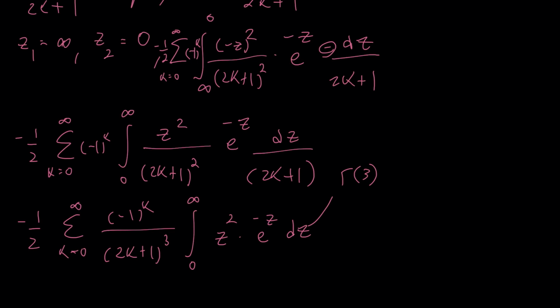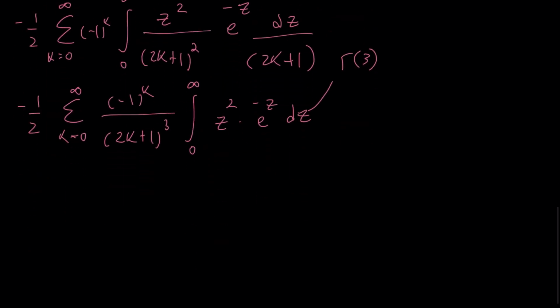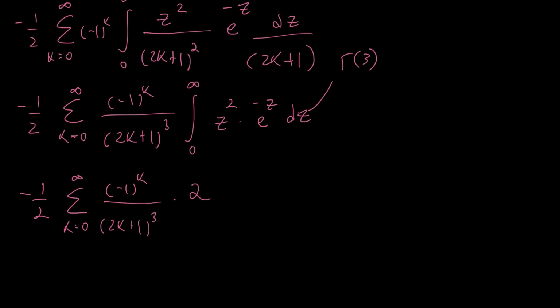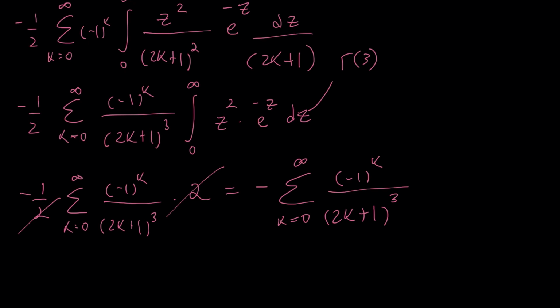But this integral is just the gamma function evaluated at 3, which is 2 factorial, which is equal to 2. So we're going to have negative a half sum from 0 to infinity, negative 1 to the k divided by 2k plus 1 cubed times 2. But this cancels with that 2, so we're left with negative the sum from 0 to infinity, negative 1 to the k divided by 2k plus 1 cubed.